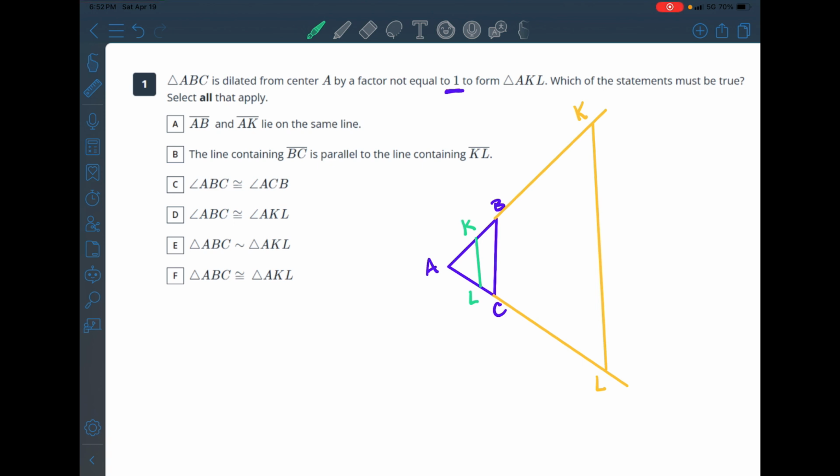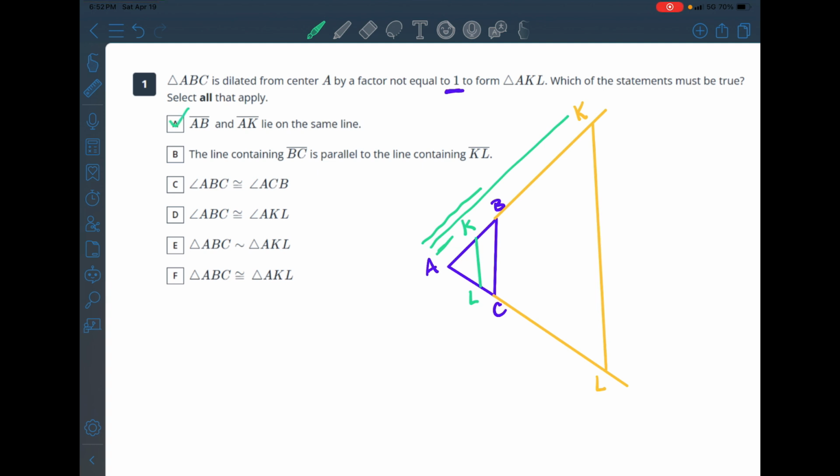It says AB and AK lie on the same line. So we have segment AB here. Is it on the same line as AK, either this AK or this AK? Absolutely. So that one will work.